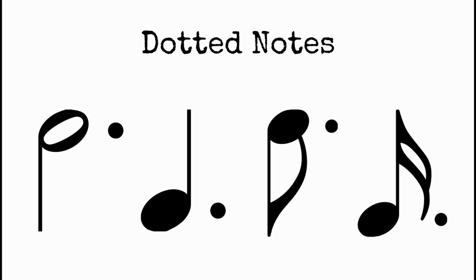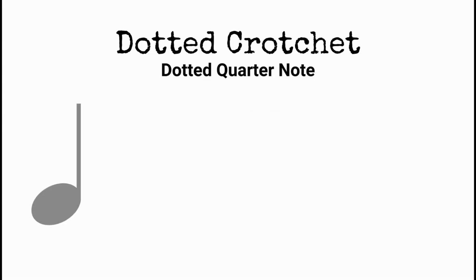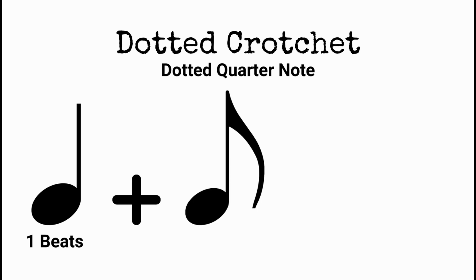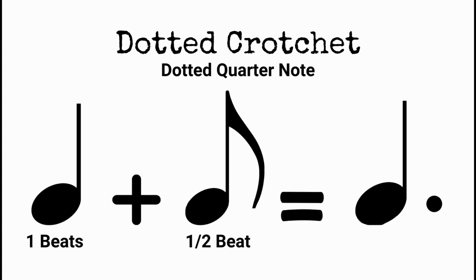A dot can be added to any of the notes we've looked at so far in this series. Let's look at another example. A dotted crotchet has the value of a crotchet, which lasts for 1 beat, added to a note half its value, which is the quaver, also called an 8th note, which lasts for half a beat. So a dotted crotchet lasts for 1.5 beats in total.